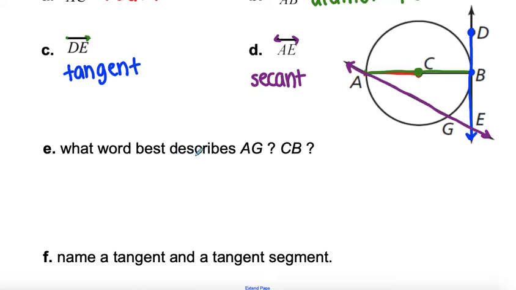Okay, and then part E asks what word best describes AG and CB. So AG, if I'm looking at the line segment, that is looking there. So the endpoints are on the circle, so that means it's either diameter or chord. But since it does not go through the center, that means that this one's just going to be a chord. And then CB, it's at the center, goes to the outside, so that means that CB is a radius.